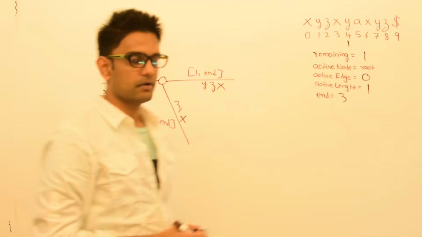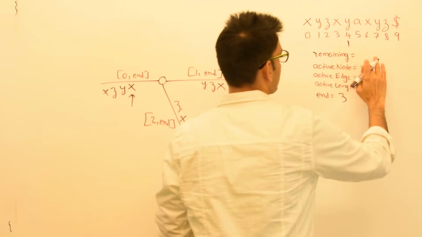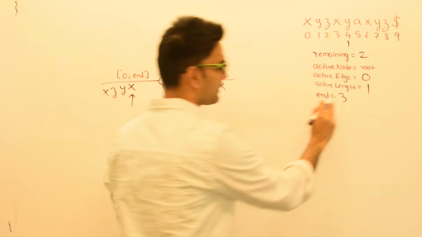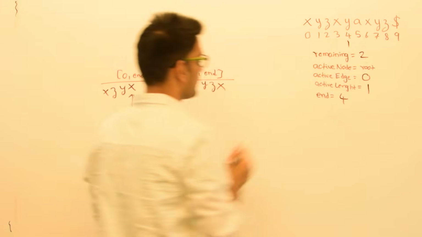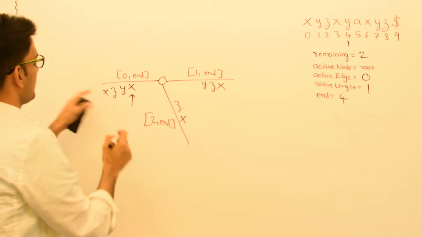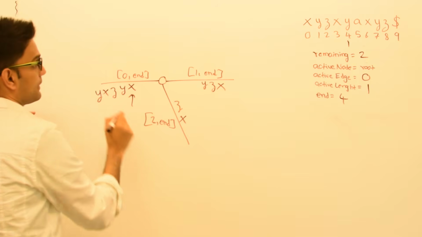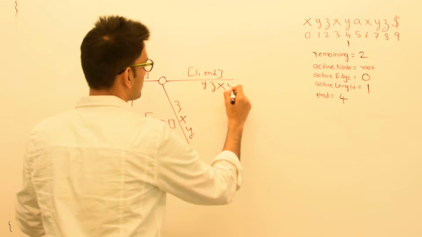Anyways, let's start phase 4. So i is 4. First thing we do is we increment our remaining by 1. So remaining becomes 2. Then we increment our end by 1, so end becomes 4. As soon as end becomes 4, this edge is really representing x, y, z, x, y. This is really representing z, x, y. This is representing y, z, x, y.